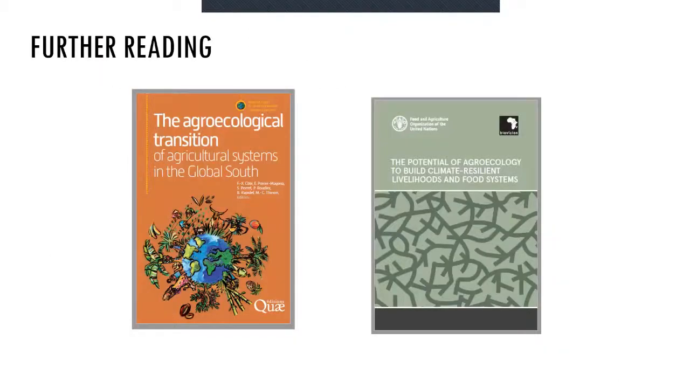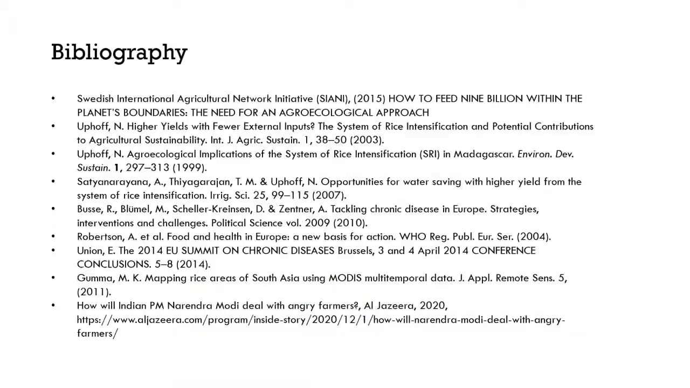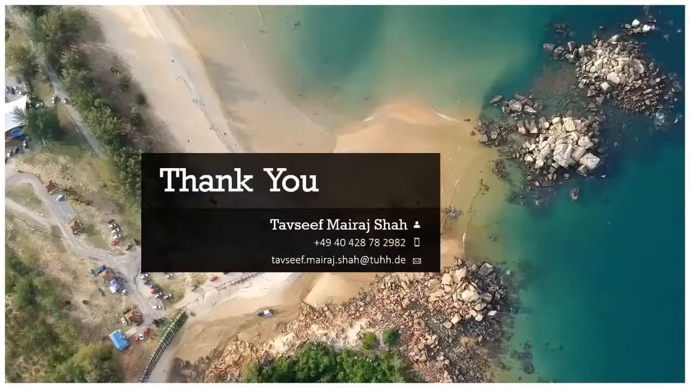I would like to leave you with these reading recommendations. The one on the left, the Agroecological Transition, is a book, while the Potential of Agroecology is a report. Both of these can be found online, and if you can't find them, just contact me for the PDFs. Thank you for your attention. I appreciate it.